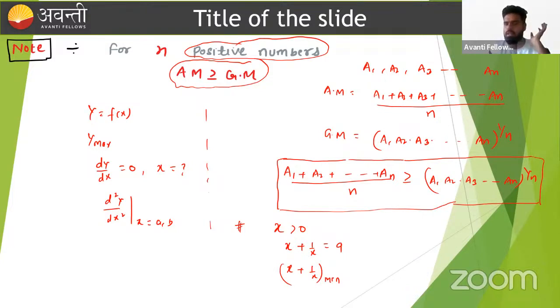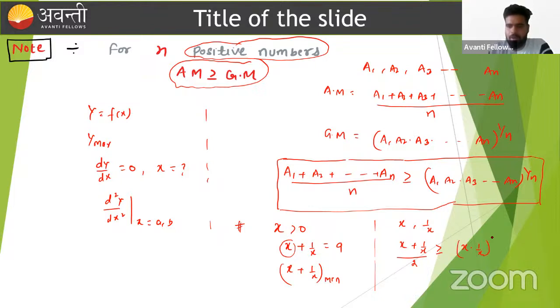How do we have to think in this question? First of all, x is positive, so 1 by x is also positive. Here it is talking about x plus 1 by x, a minimum value. If we think of two numbers, x and 1 upon x, then what is their arithmetic mean? x plus 1 by x, divided by 2. And what is their geometric mean? x into 1 by x.